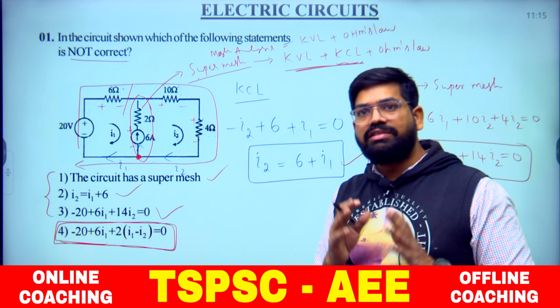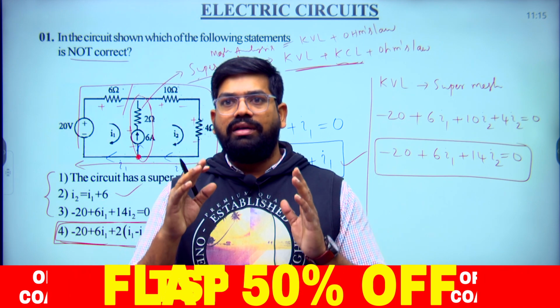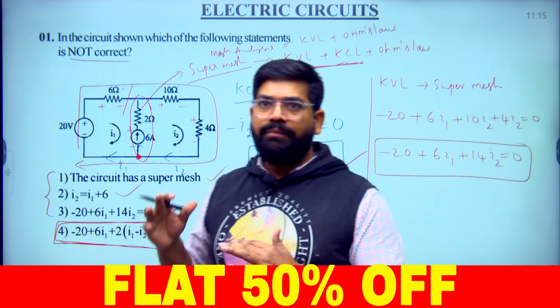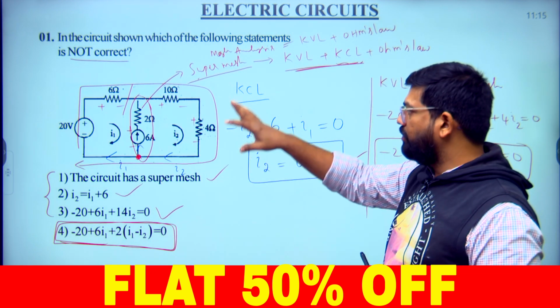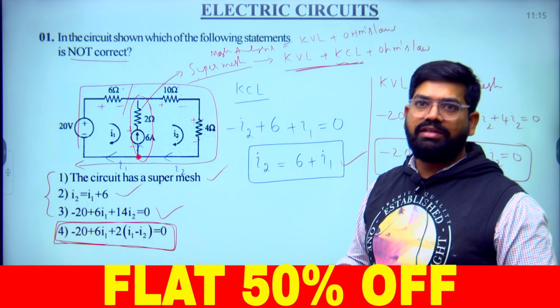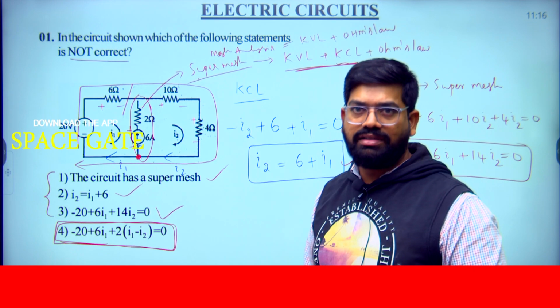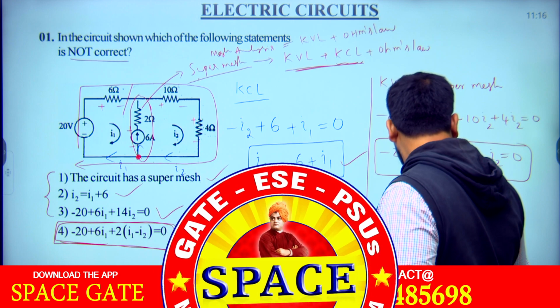Got the point? Always, if you want to have a solution, the number of equations must be equal to the number of unknowns. Based on that we are going with these equations, right? Super mesh, when you apply the KVL, we will get one equation. KCL, when you write for that, we will get another equation. That is the way we need to answer such questions. Anyway, next move on to another question here.